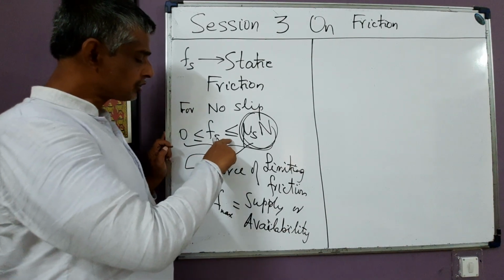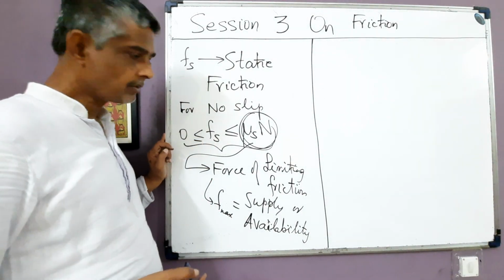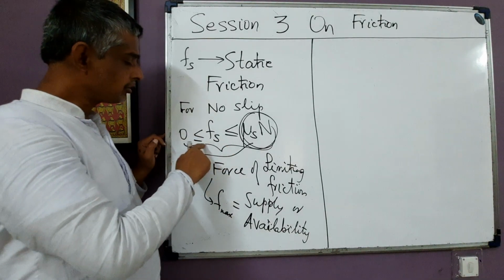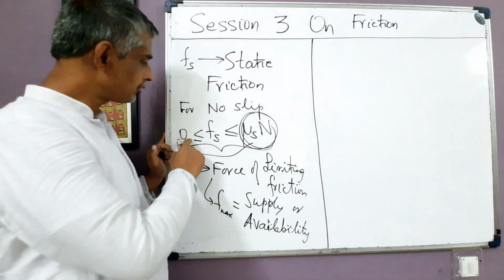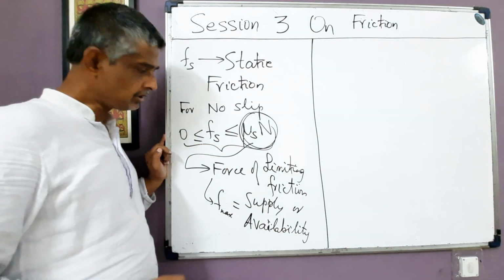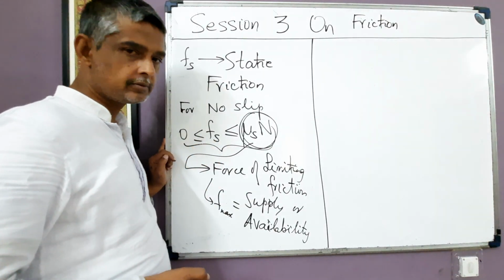The implications of this inequality have already been discussed in the second video on friction. This inequality indicates that in order to prevent relative slip, static friction can assume any value between 0 to mu S N. So it means that static friction is a self-adjusting force.